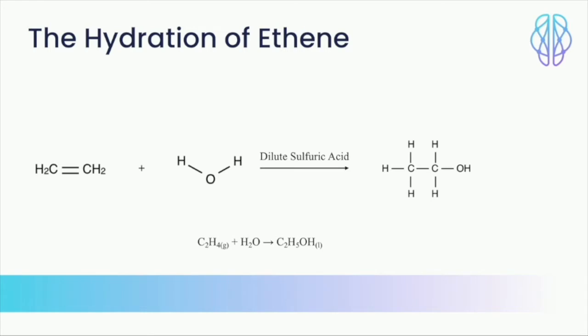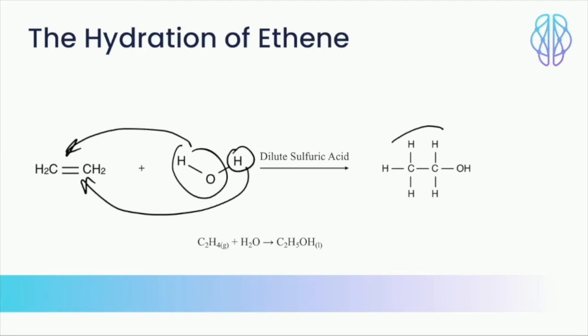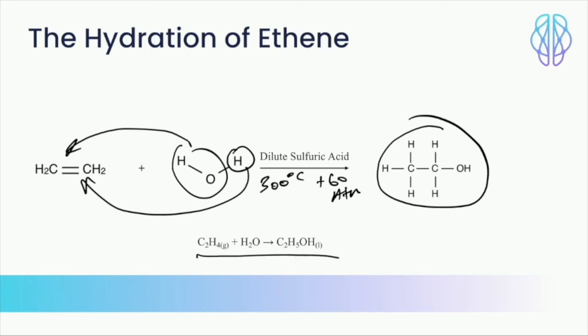Right here we have a diagrammatic representation of the hydration of ethene to make ethanol. Essentially, we have the OH group attacking the double bond, the H adding across the double bond, and then with the help of dilute sulfuric acid or dilute phosphoric acid as the catalyst at 300 degrees Celsius and about 60 atmospheres, you get ethanol. And this is just another way of writing the same reaction.